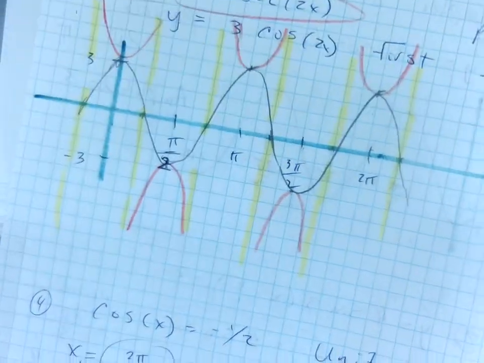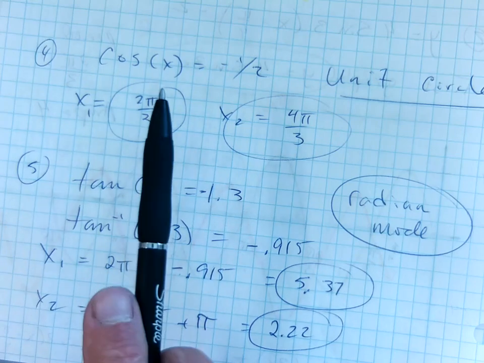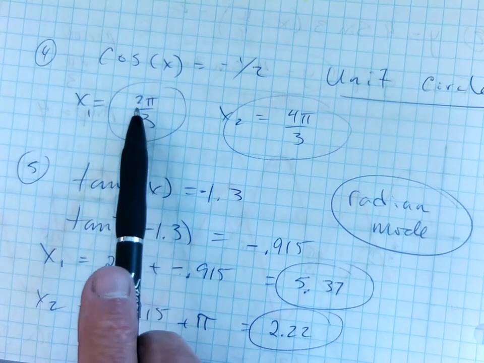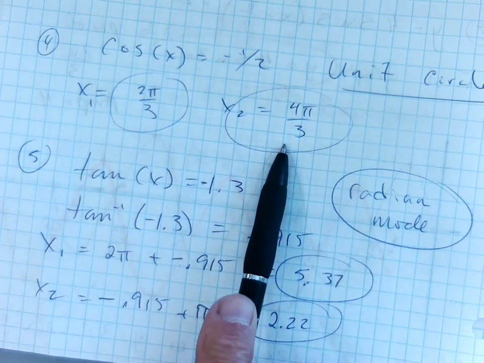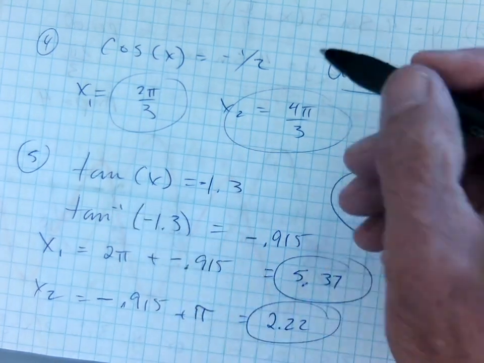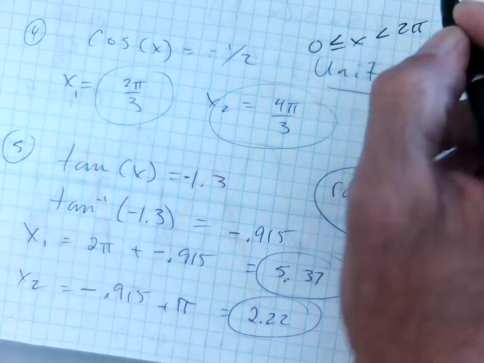Okay. Number 4, again, because I can't count, these are on the unit circle. So if you get your unit circle, it occurs at -1/2, occurs at 2 pi thirds, and it also occurs at 4 pi thirds. We need both from 0 to 2 pi, so I use the entire unit circle.